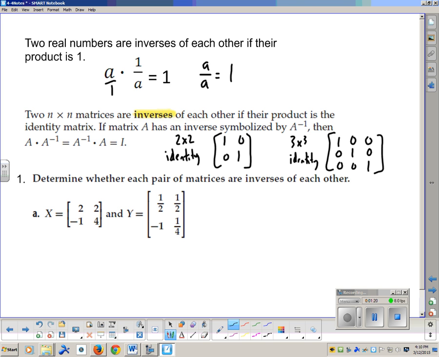Basically, they're almost all zeros except this one diagonal right here, which is ones. From the top left corner to the bottom right corner, those are ones, and everything else in the matrix is zeros. Those are your identity matrices.